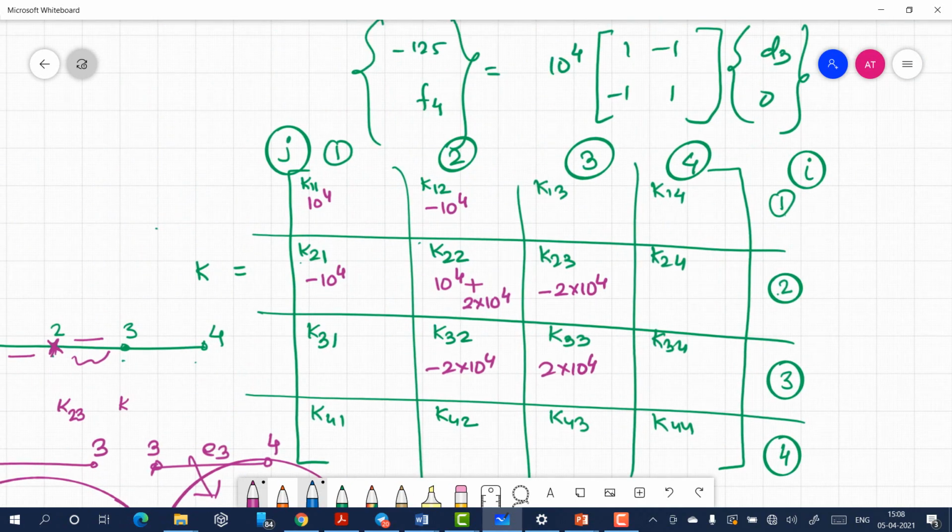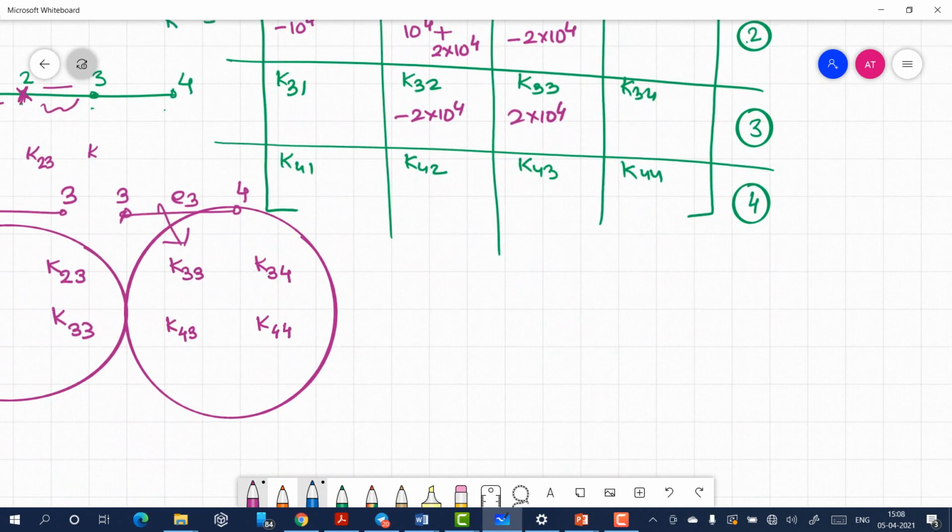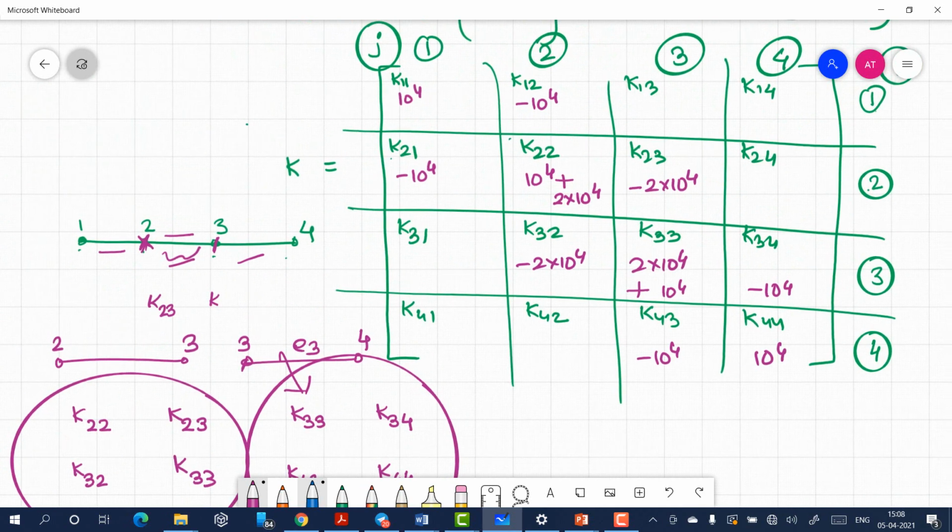So what are the values? I have 10 to the power 4 times 1, minus 1, minus 1, 1. Again K33 is shared, because this node is shared between this element and this element. So I will just add it here. I'll put K33, which is 10 to the power 4 plus 10 to the power 4, then minus 10 to the power 4 and 10 to the power 4. Okay, so this is all I have, and the rest of the things will be 0.